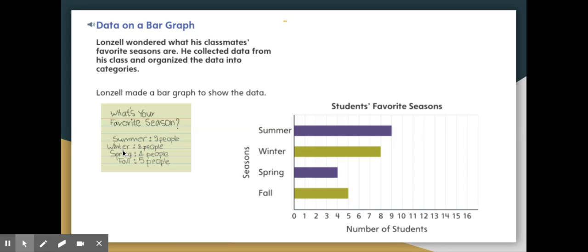Summer, 9 people. Winter, 8 people. Spring, 4 people. Fall, 5 people. I bet just by looking at that data, you know which bar is going to be the longest, don't you? Yep, 9 is the most.